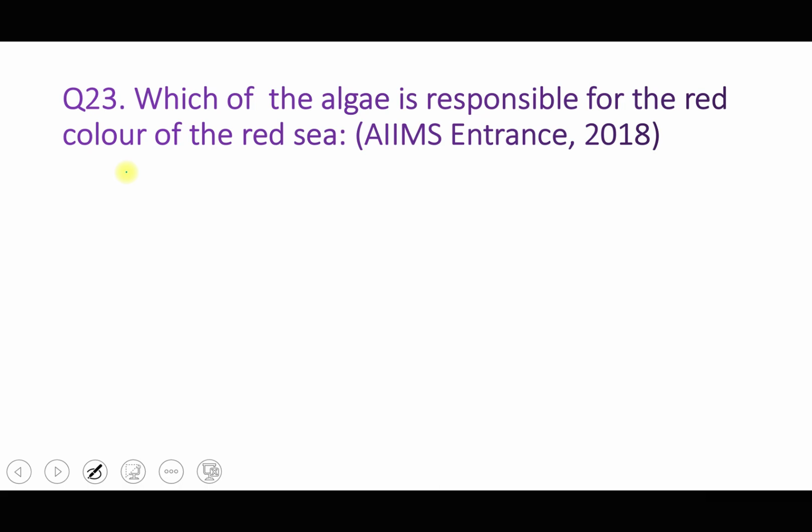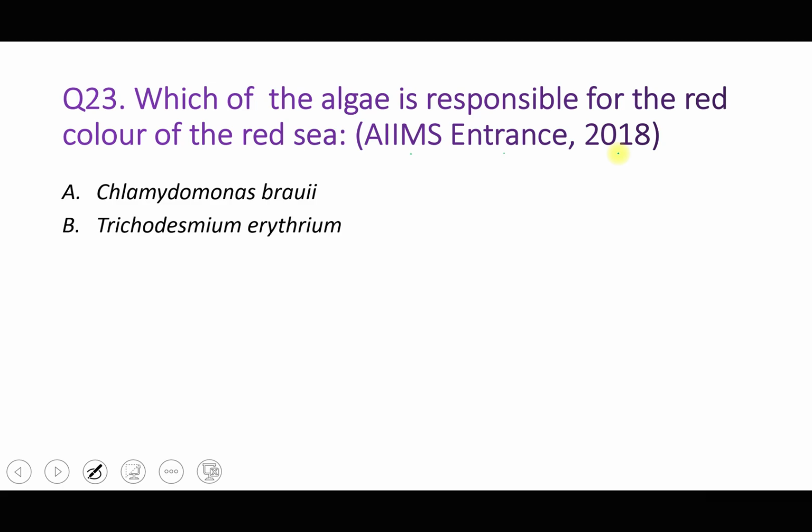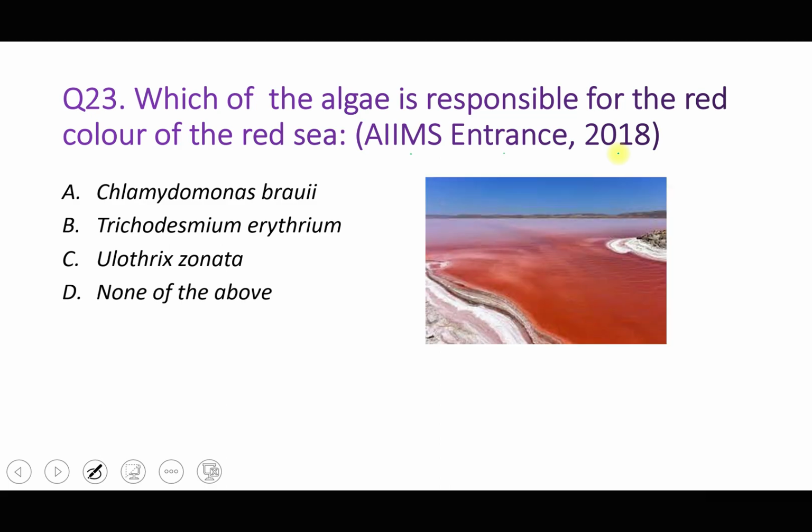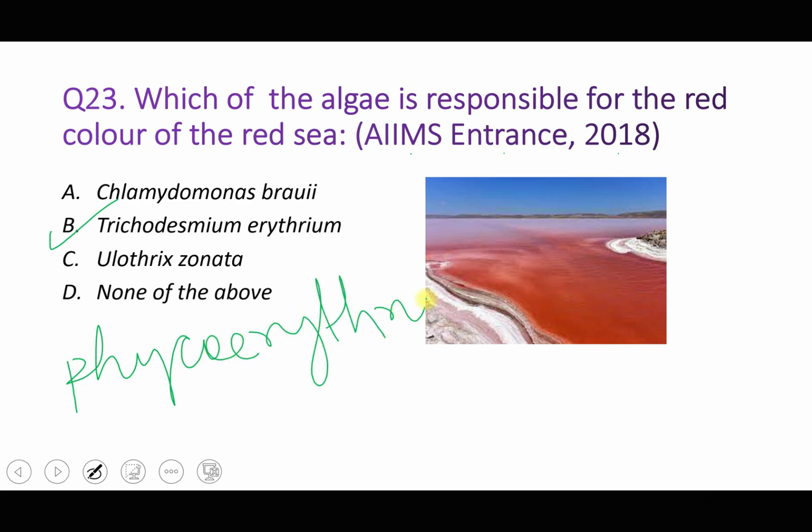Question number 23. Which of the following algae is responsible for the red color of the Red Sea? This question has been asked in the AIIMS entrance exam in the year 2018, and yes, the Red Sea is actually red. Option A is Chlamydomonas, B. Trichodesmium erythraeum, C. Ulothrix zonata, D. None of the above. The correct answer is B, Trichodesmium erythraeum, which is actually a blue-green alga, and it has the pigment phycoerythrin, so that's why there is the red color.